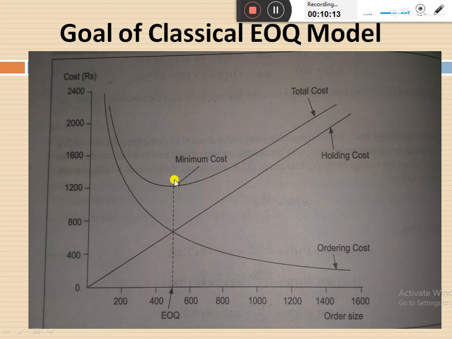And the total cost would be denoted at the point where the curve of holding cost intersects the curve of ordering cost, that is denoted here. So this point denotes the optimum order quantity at which the ordering cost is equal to holding cost and the total cost is at its minimum level.